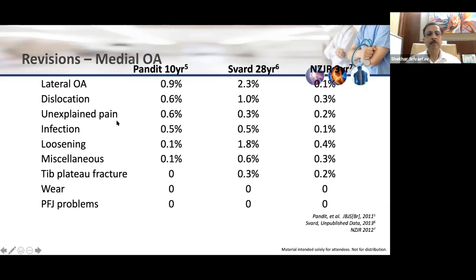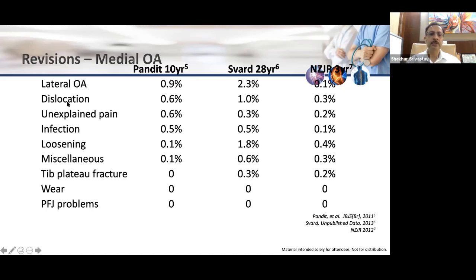Now, the common reasons for revision are lateral compartment osteoarthritis. So if you have overstuffed the medial compartment, then you will get lateral compartment osteoarthritis. So it's always suggested that you should undercorrect the deformity. You should not try to overcorrect it.